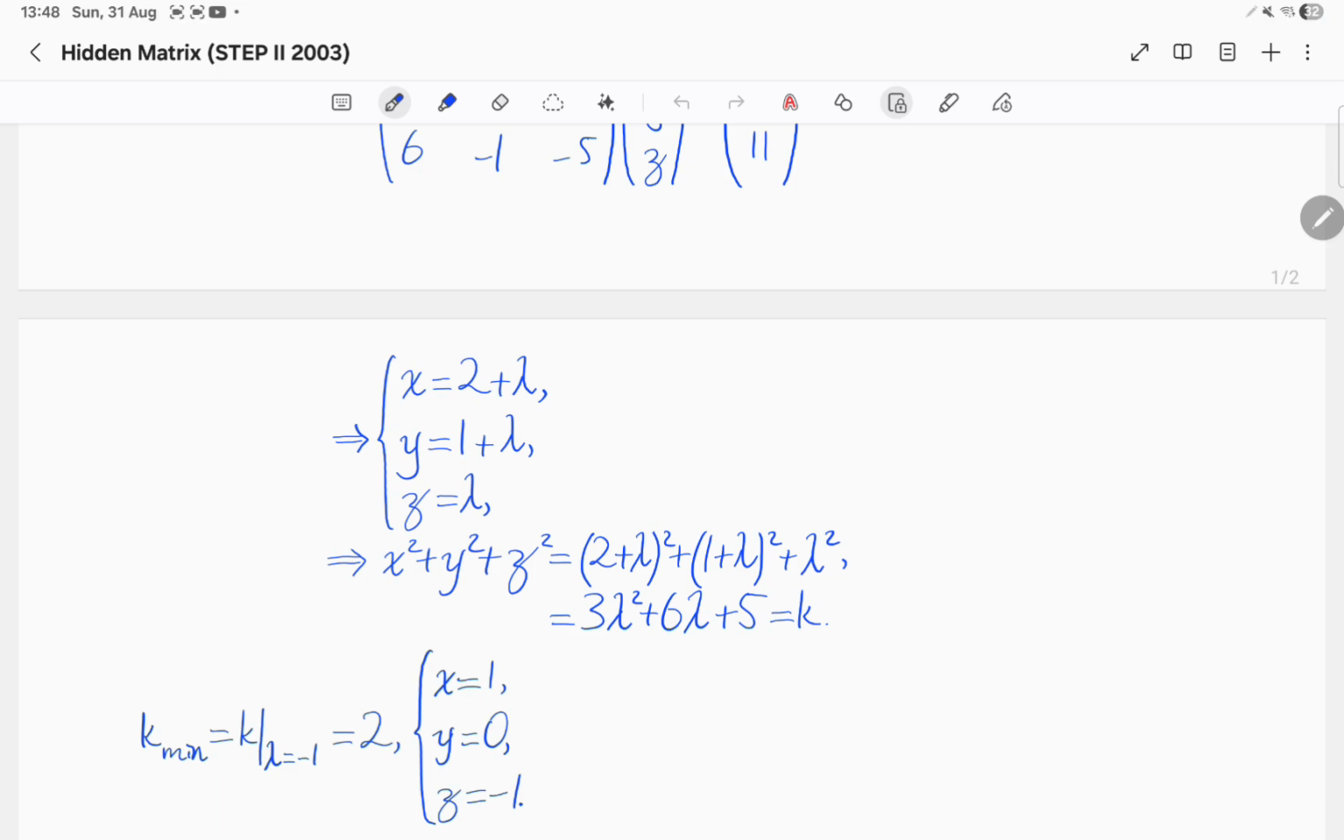From here, we can use symmetry or calculus to determine that the minimum value of k occurs when lambda is equal to -1. Therefore, the minimum value of k is equal to 2, and we have x is 1, y is 0, and z is -1.